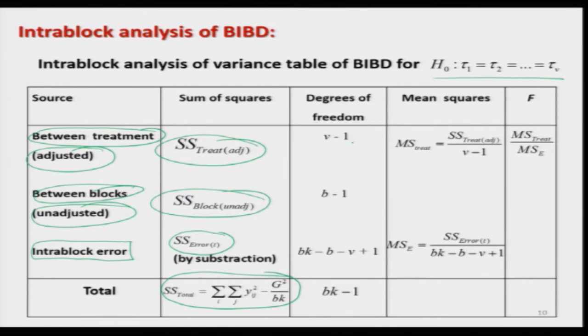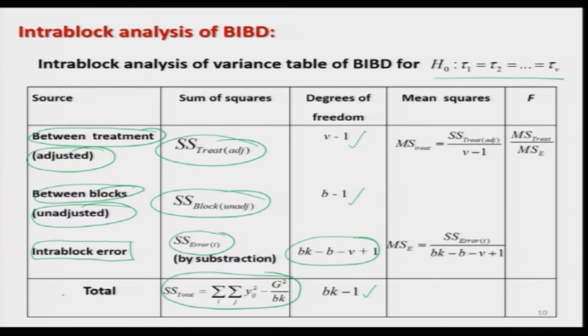Then the corresponding degrees of freedom for the treatment is v minus 1. For the block, this is b minus 1. For the total, this is bk minus 1. And for the error, this can be obtained by subtraction, that is the degrees of freedom of total sum of squares minus the degrees of freedom for the treatment minus the degrees of freedom for the block sum of squares. And then we try to find out here the mean squares.